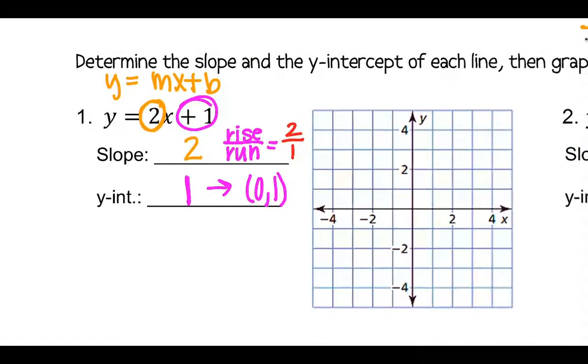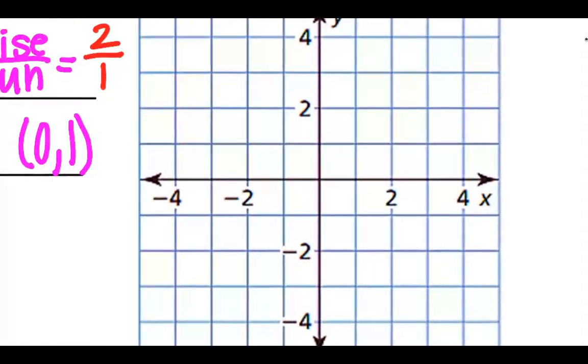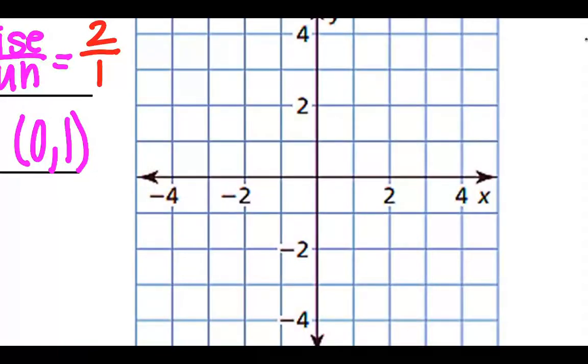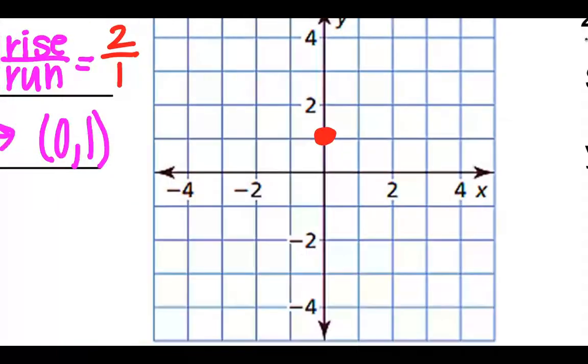So looking at this, I'm always going to start with b. That's the beginning. That's our starting point. So in this scenario, my beginning, my y-intercept was 1, or (0, 1). So that's what I'm always going to do first. I'm going to start at the beginning, and I'm going to go over 0, up 1, and put a point. That's step number one.